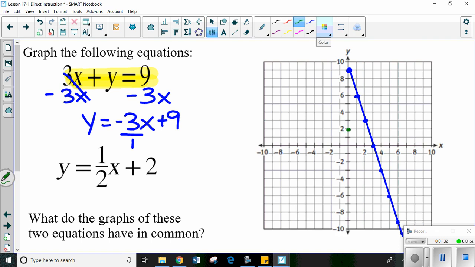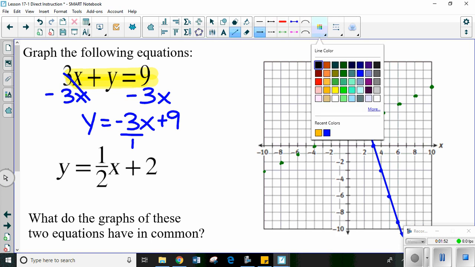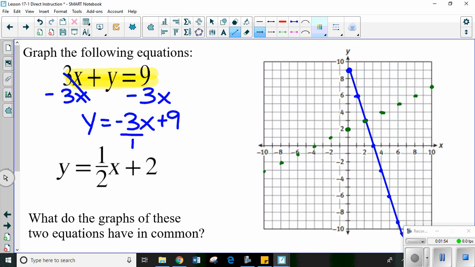Then my next one has a y-intercept of 2, and that's already in slope-intercept form. And this slope is a positive 1 over 2, so I'm rising 1 and I'm running 2. And this line is increasing. And then let's connect this one.